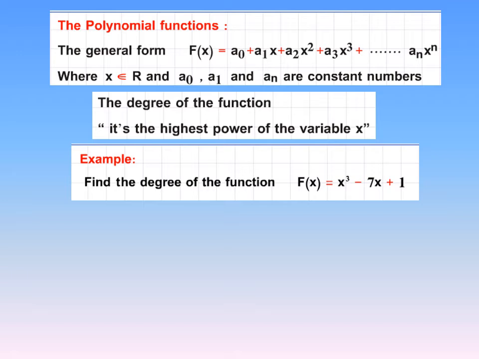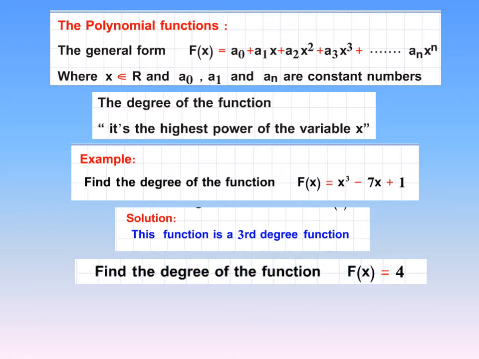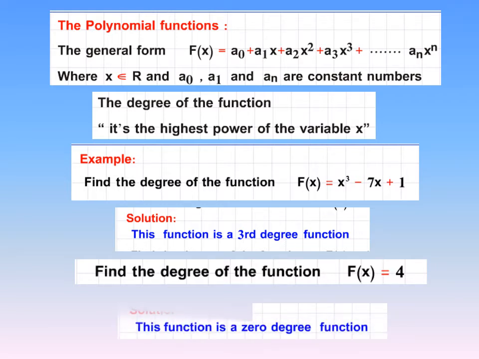Example: find the degree of the function f(x) = x^3 - 7x + 1. Solution: this function is a third degree function because the highest power of the variable x is 3. Find the degree of the function f(x) = 4. Solution: this function is a zero degree function because there is no variable x.